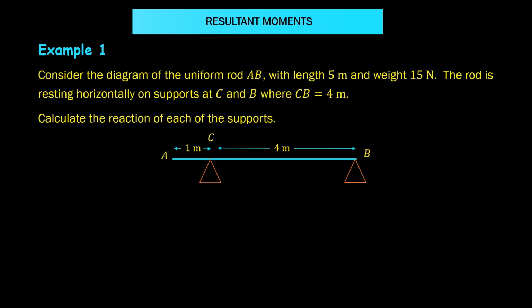Consider the diagram of the uniform rod AB with length 5 meters and weight 15 newtons. The rod is resting horizontally on supports at C and B, where CB equals 4 meters. Calculate the reaction of each of the supports.